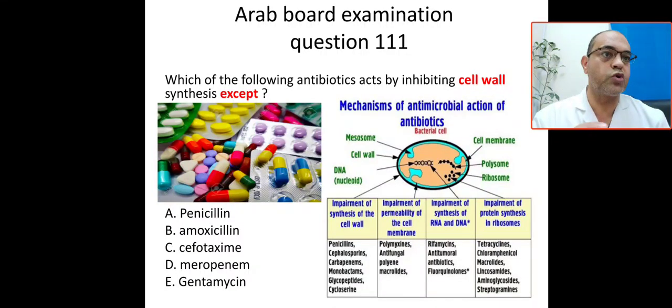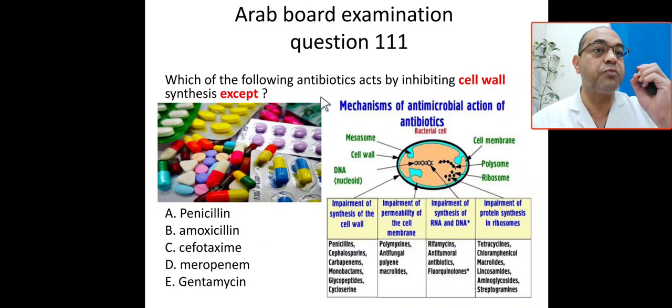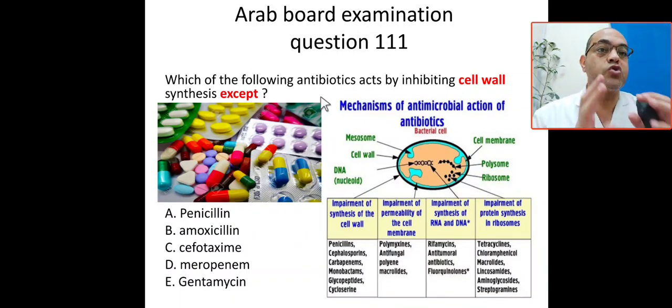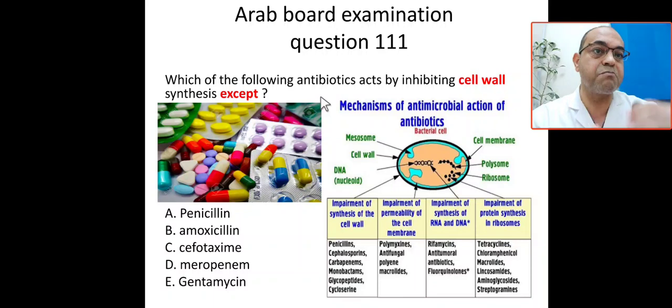Rahim. This question is common in the Arab board, Saudi board, Jordanian board, and Egyptian board, related to medications and pharmacology. Which of the following antibiotics act by inhibiting the cell wall synthesis, except? So which antibiotic acts by inhibiting the cell wall synthesis except?